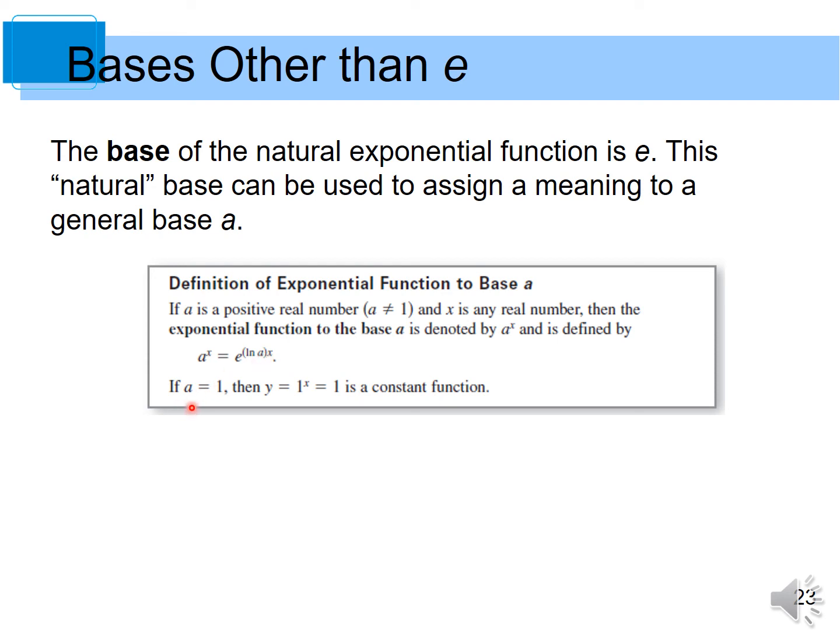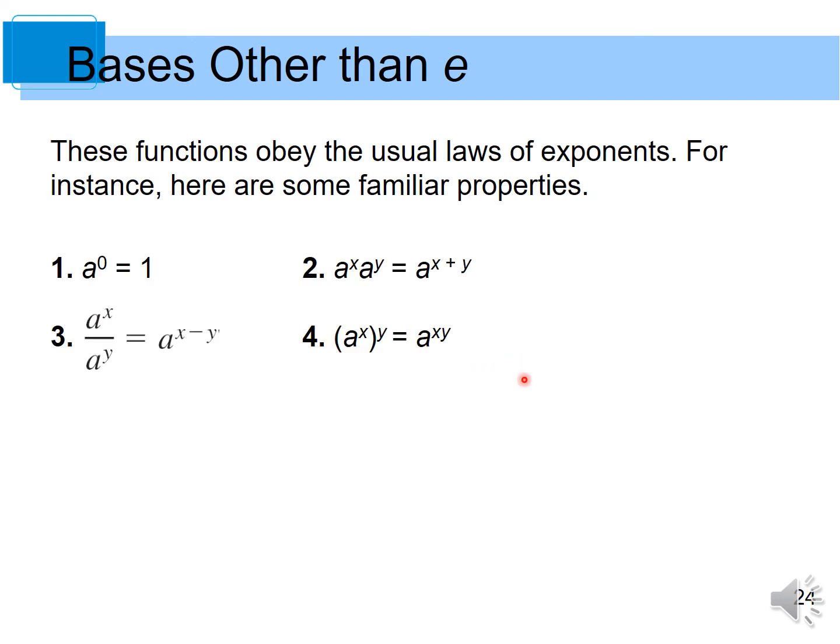If a is equal to 1, then y is equal to 1 to the power of x, which is 1, and is a constant function. Here they are exponential functions that have bases other than e. a is any constant. Their properties are the same as the properties of the natural exponential function.